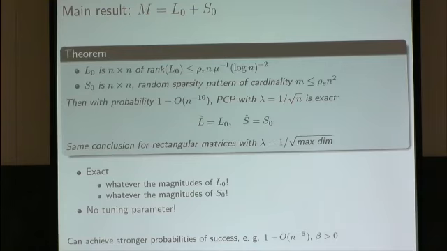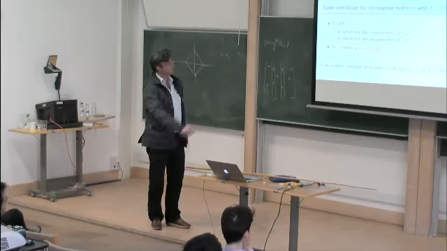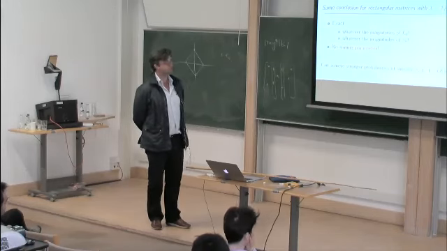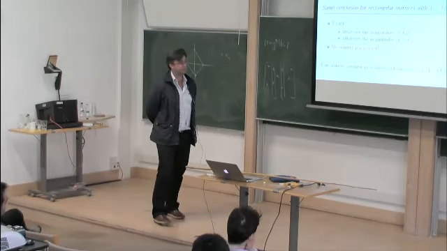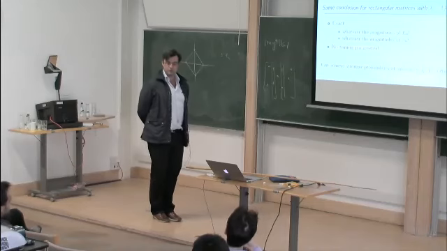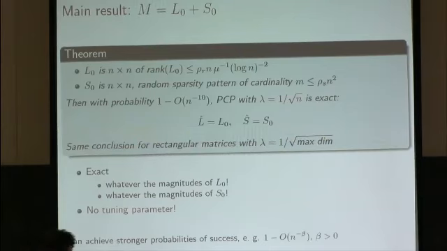This is stated for square matrices. The same theorem is absolutely the same for rectangular matrices. All you have to do is replace n by the maximum of the dimensions. In particular, the lambda that you use is 1 over square root of the maximum dimension. So you have exact recovery, whatever the magnitude of L naught is, whatever the magnitude of S naught is, and there is no tuning parameter.